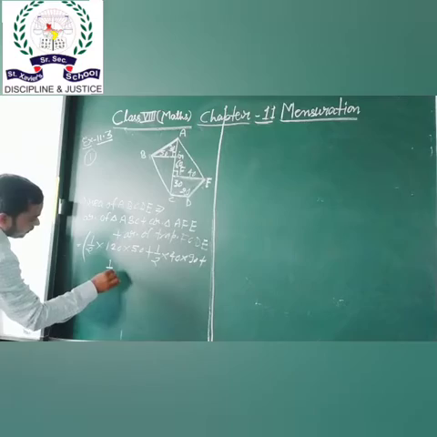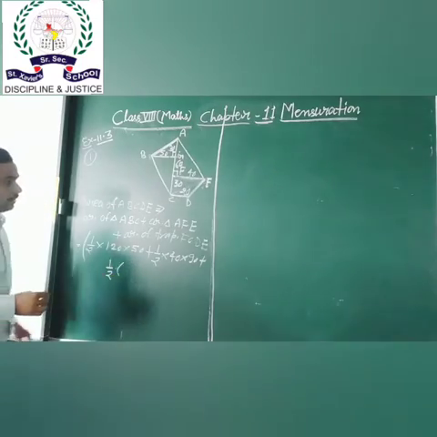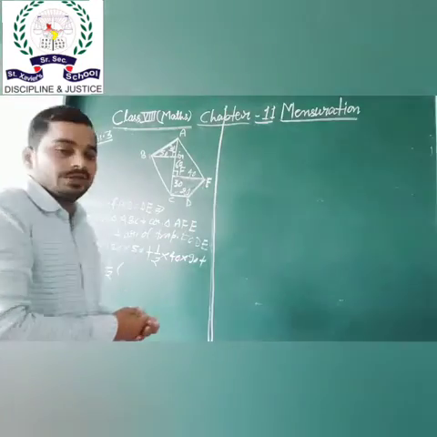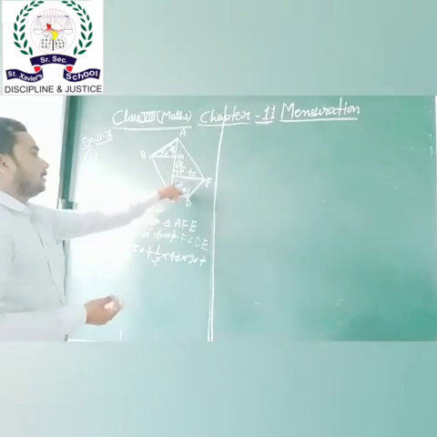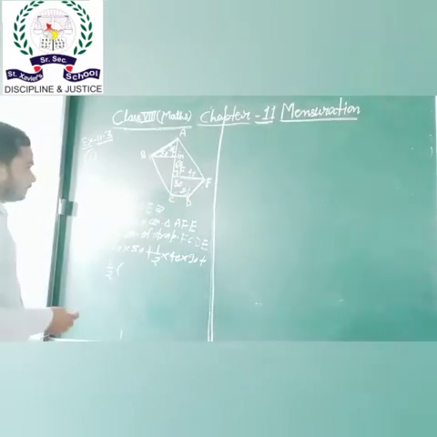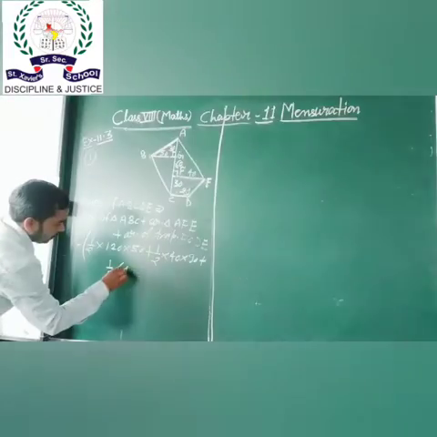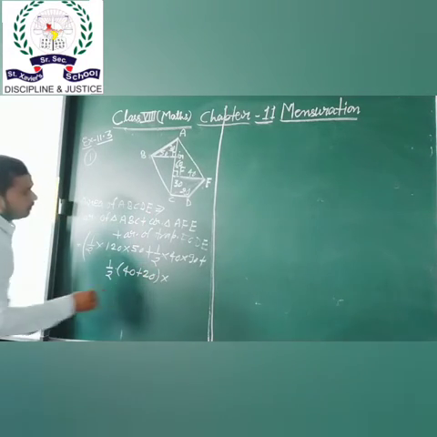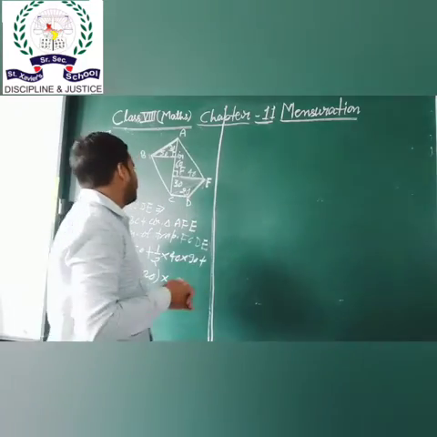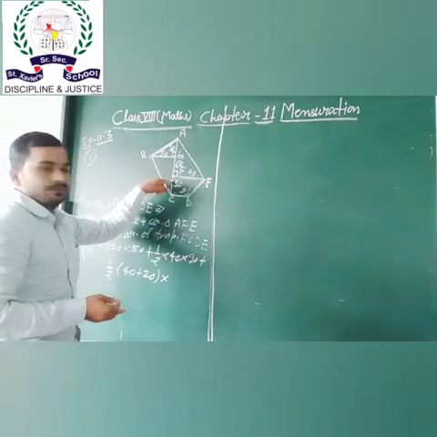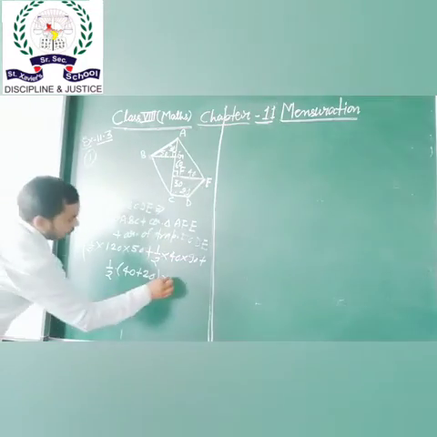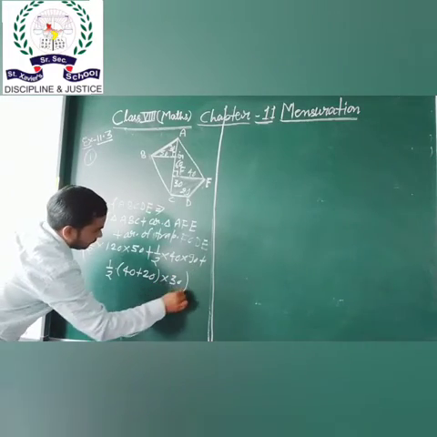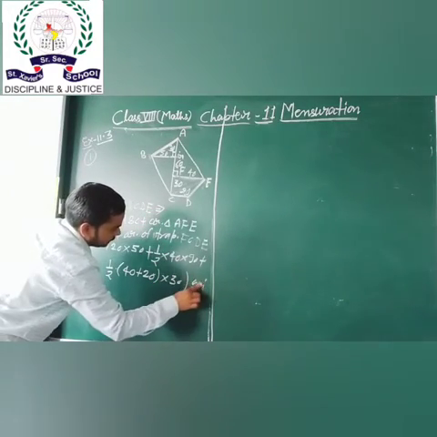So area of trapezium is 1 by 2, sum of parallel sides, and parallel sides are here FE and CD. FE is given 40 and CD is given 20. 40 plus 20, and the distance between parallel sides, that is CF. CF is given 30, into 30 centimeter square.